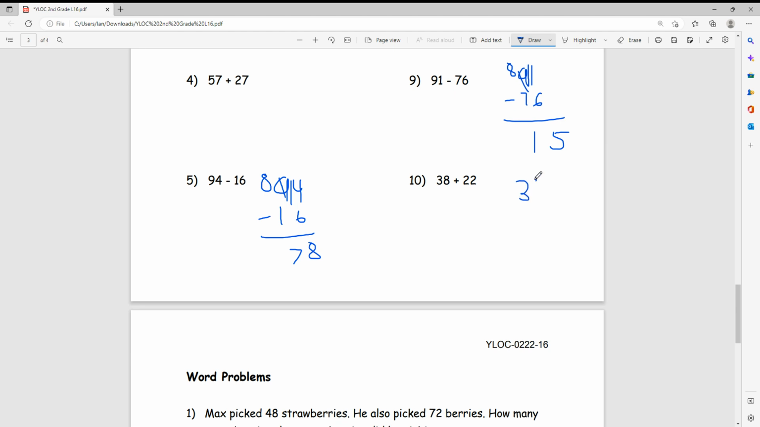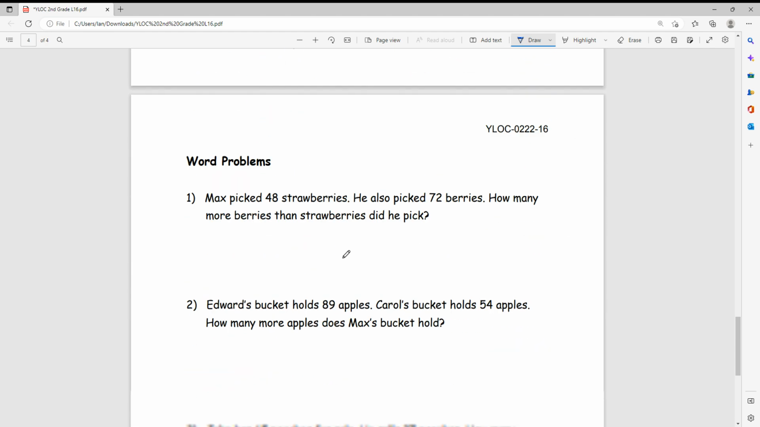Lastly, 38 plus 22. 8 plus 2 equals 10, so we carry over the 1. 3 plus 2 equals 5, plus the 1 equals 6.